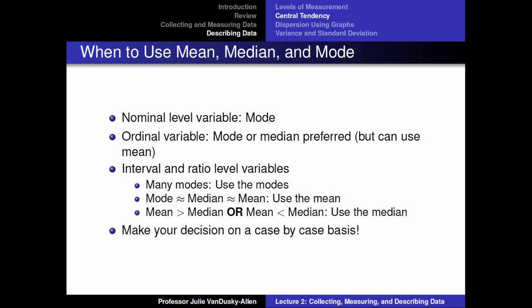If, on the other hand, the mode, median, and mean are about equal, just use the mean. If the mean is significantly greater than the median, or if the mean is significantly less than the median, then use the median. As I will demonstrate in the last part of the lecture, if the mean is significantly greater than or less than the median, that means that there are major outliers in the data.